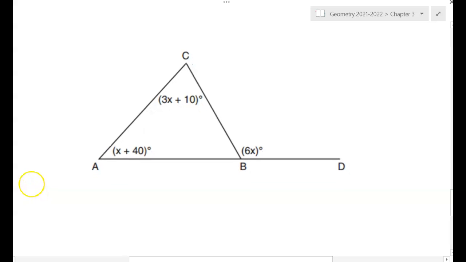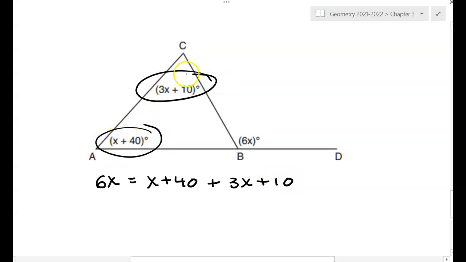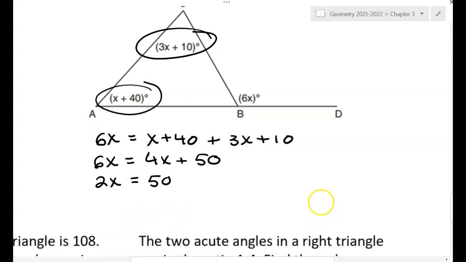Over here, let's write an equation. 6x is going to equal x plus 40 plus 3x plus 10. Again, just adding together our two remote interior angles. That's the geometry. Let's do the algebra now. So 6x equals, combining like terms, 4x plus 50. Now subtract the 4x from both sides. 2x equals 50. And then dividing by 2, x equals 25.